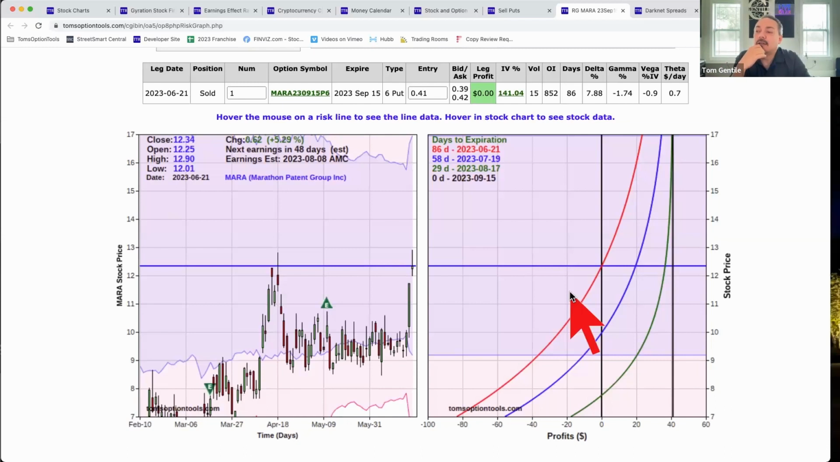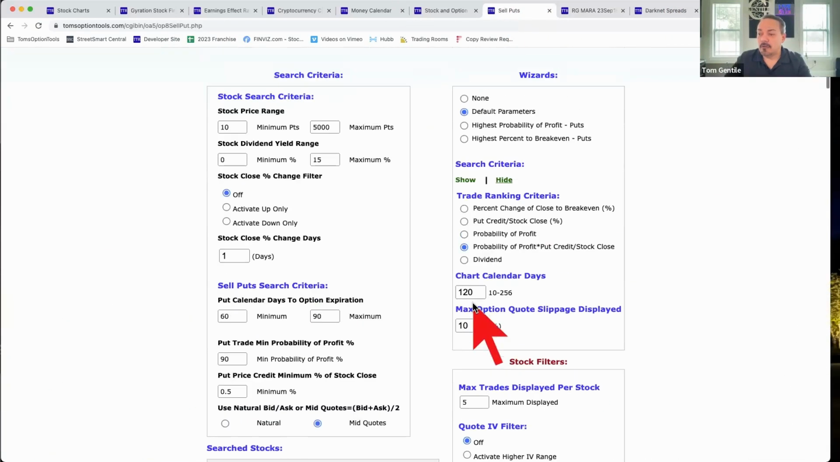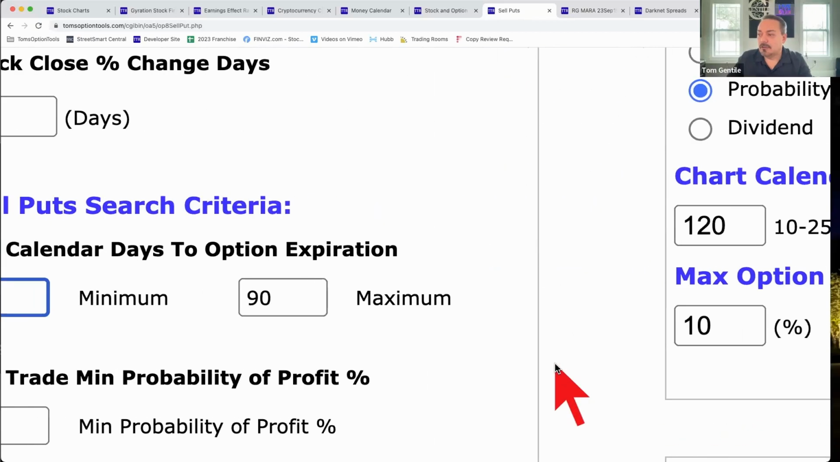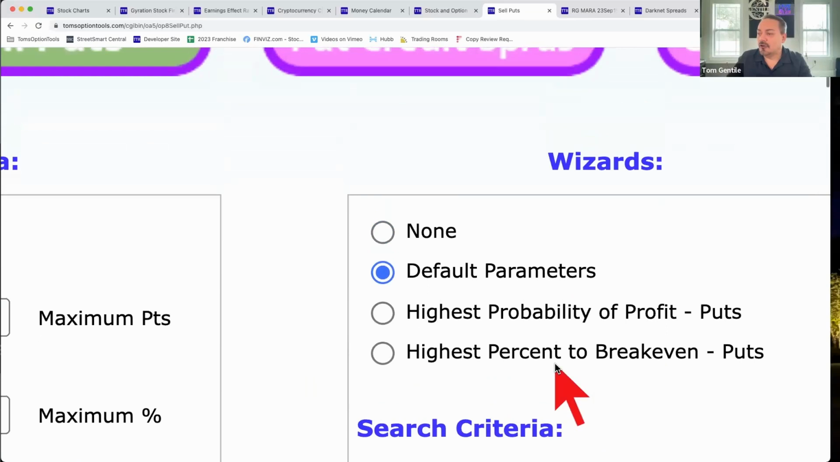So, this is something that has earnings in 48 days. This is an 86-day trade. I might want to take a look at this, and I can even re-rank this. I'm going to re-rank it to 30 days. So I'm going to look at calendar days to expiration, 30 to 90. And then the other thing I could do is rank it by highest probability of profit or highest percent to break even.